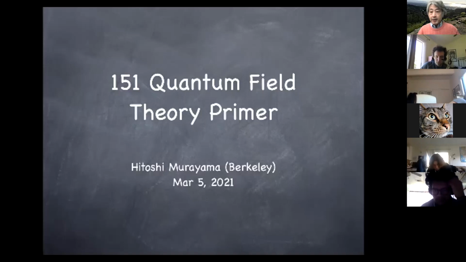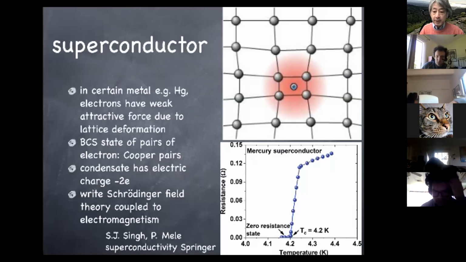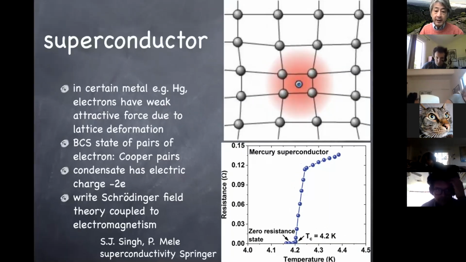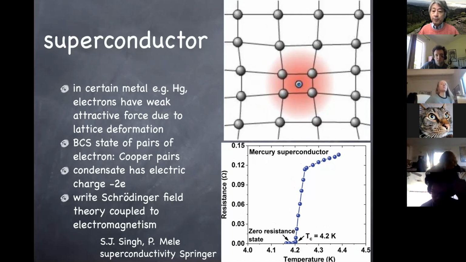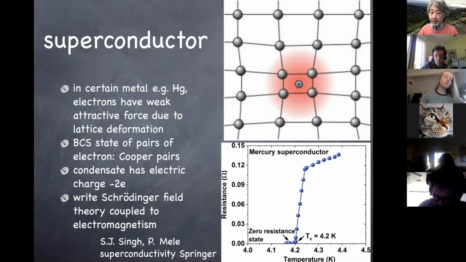Okay, so we started talking about superconductivity on Wednesday. I gave you this picture that when there is a lattice deformation in the presence of the electrons, it can lead to a weak attractive force between electrons. That would give you these Cooper pairs. And once the Cooper pairs condense, that would lead to this zero conductivity material, and that's the superconductor.